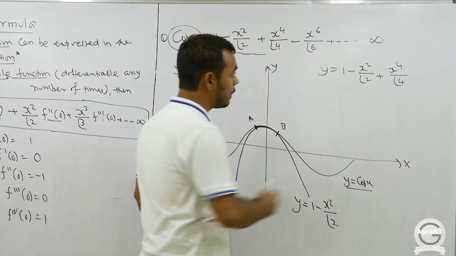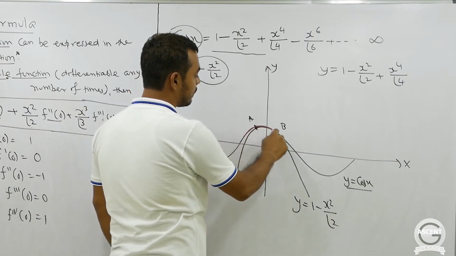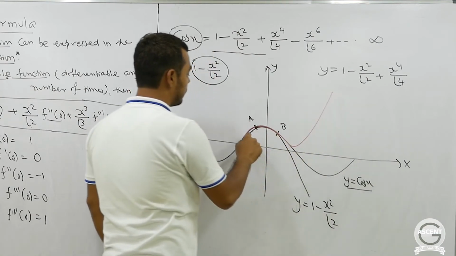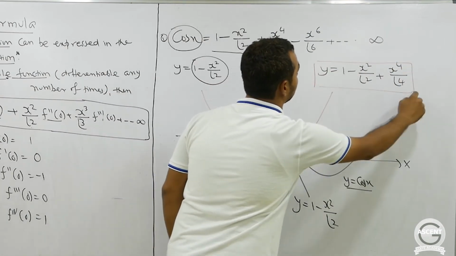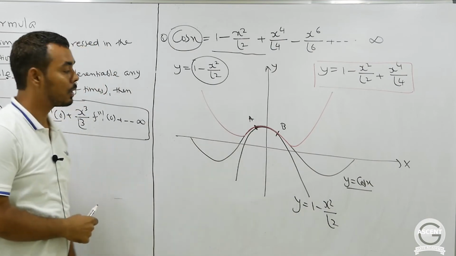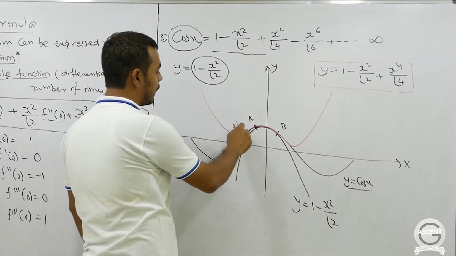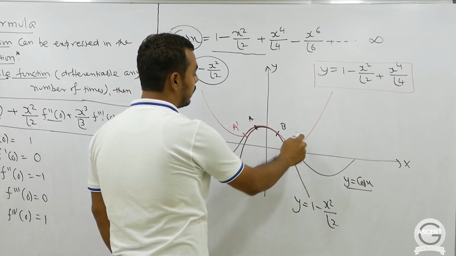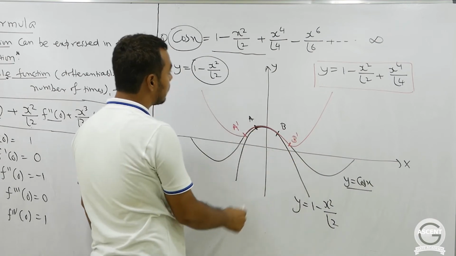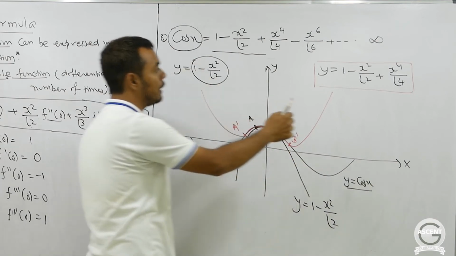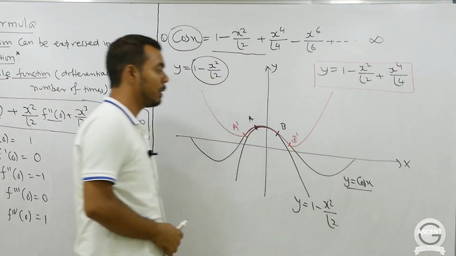If I add one more term here, x to the power 4 by 4 factorial, then the graph will be something like this. This will be your graph of the function y equals 1 minus x square by 2 factorial plus x to the power 4 by 4 factorial. Now these two graphs are exactly overlapping from this point A dash up to this point B dash. So when x is anywhere between A dash and B dash, the value of cos x will be exactly the same as 1 minus x square by 2 factorial plus x to the power 4 by 4 factorial.